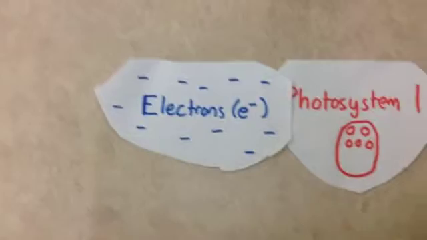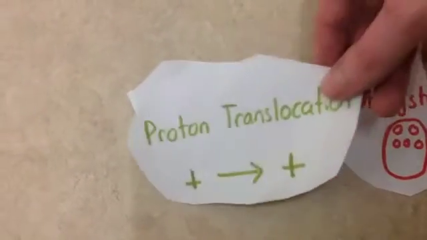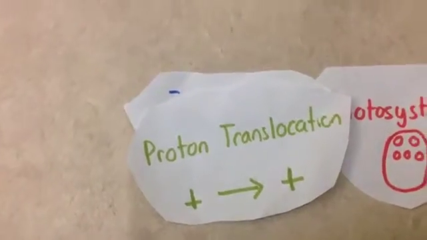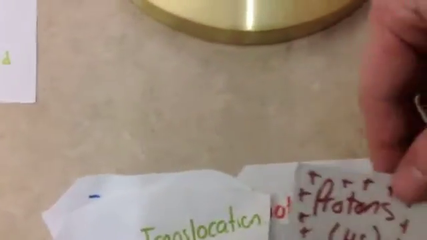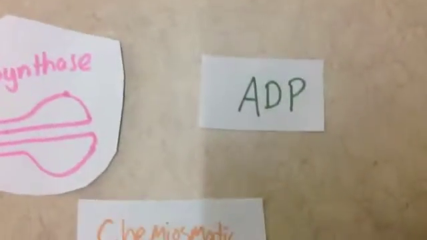The electrons that went down the electron transport chain are also coupled with proton translocation, which causes protons from outside to enter in to join the protons from earlier. And this causes chemical potential energy, which causes the protons to go through the ATP synthase and cause ADP through chemiosmotic phosphorylation to become ATP.